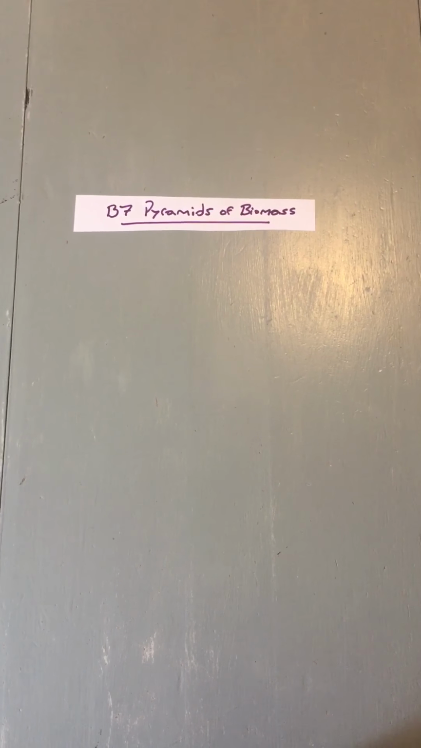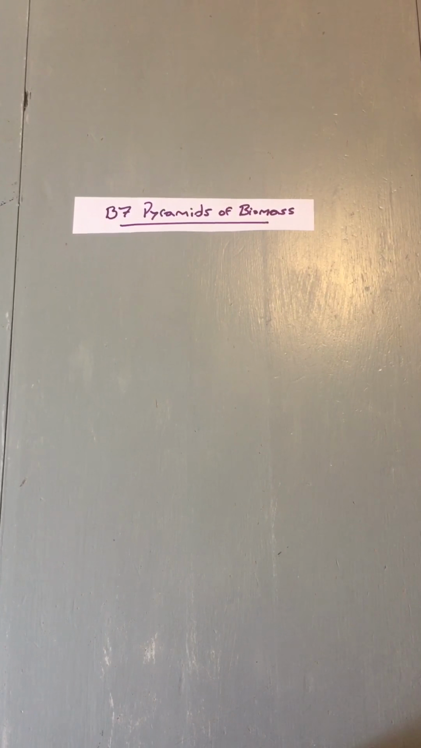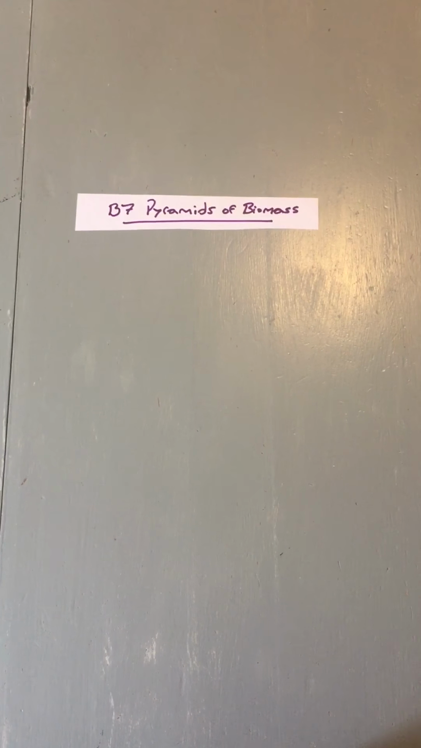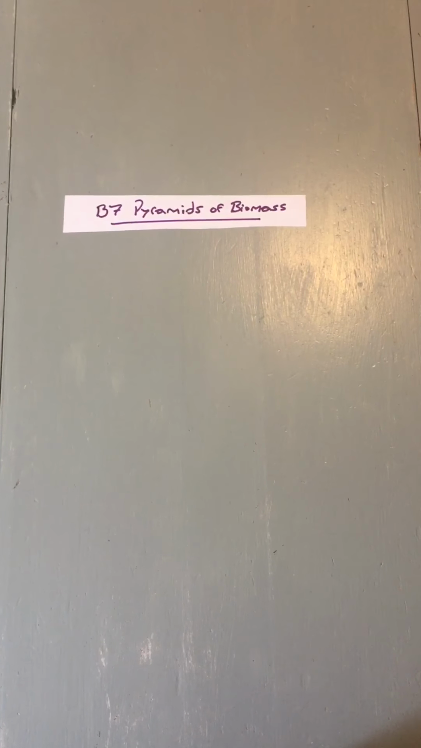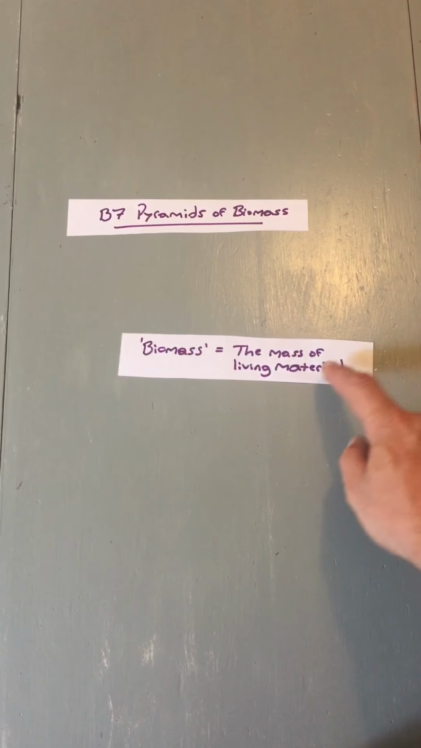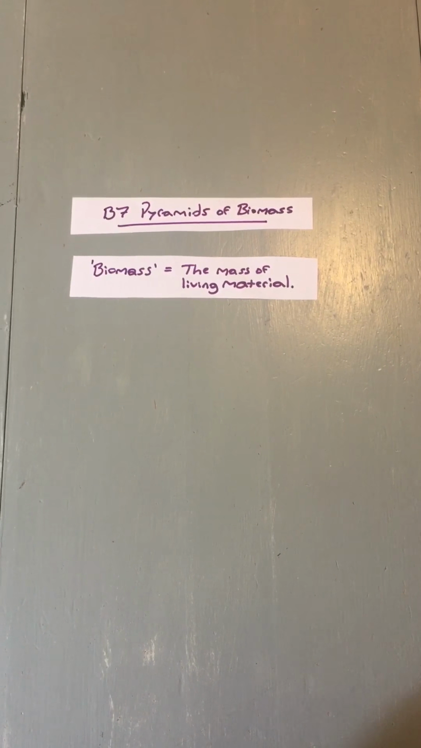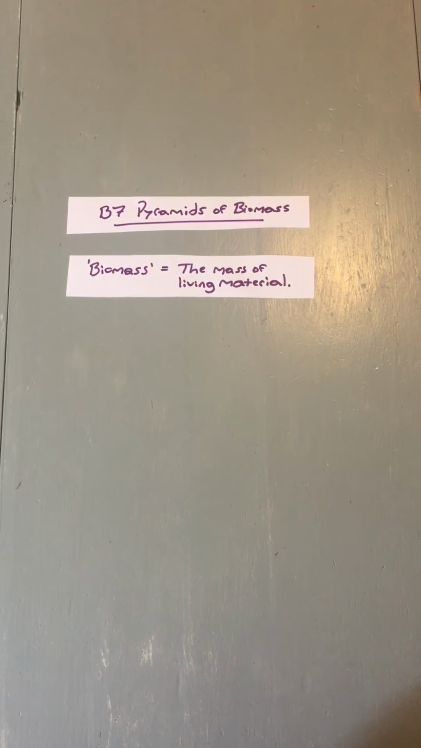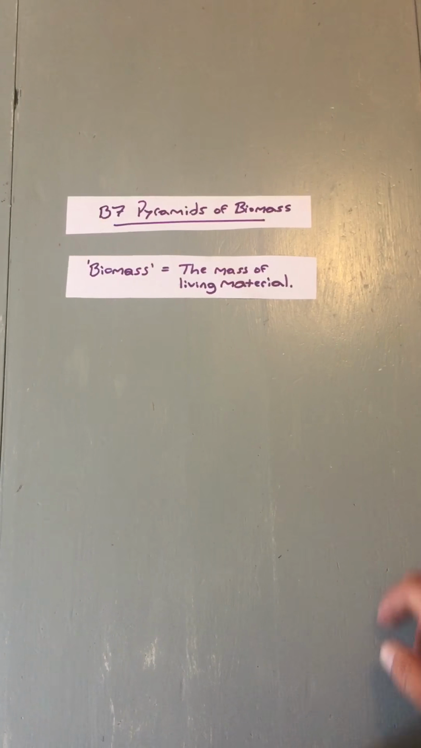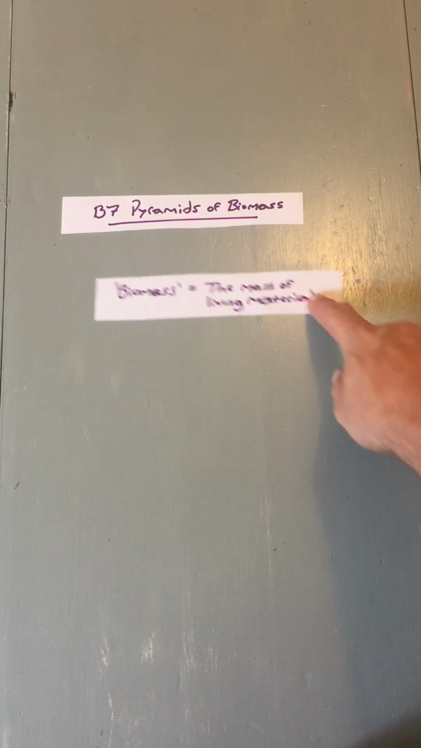Hi, in this video I'm going to talk to you about pyramids of biomass. Again, this is part of B7 ecology. This shouldn't take too long actually. Let's start with the meaning of biomass. This is literally the mass of living material in an organism or a group of organisms. Okay, that's just a reminder of what biomass means.